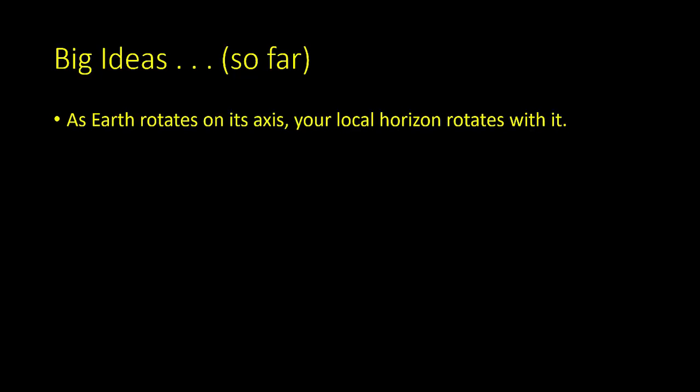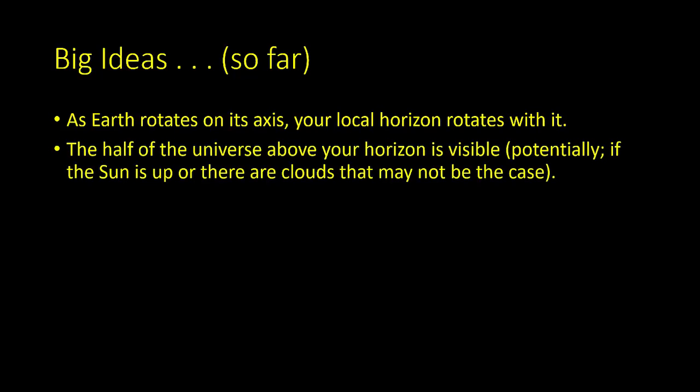So our big ideas so far: as the Earth rotates on its axis, your local horizon rotates with it. That's part of where you happen to be on the Earth, is your local horizon. The half of the universe that's above your horizon is visible, or it would be if it wasn't cloudy or if the sun wasn't up. At night it is.